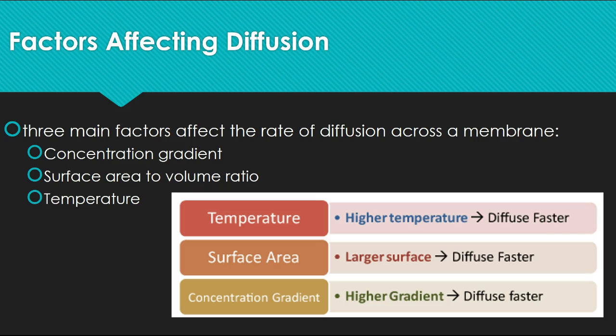So there are three factors that will affect both diffusion and osmosis, and these include the concentration gradient. The greater the difference between the two concentrations, the greater the movement of travel. The surface area to volume ratio will also have an effect on diffusion. If you have a greater surface area to volume ratio, then diffusion will occur at a faster rate. And the last one is temperature.